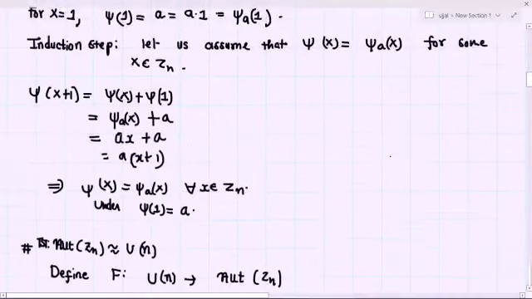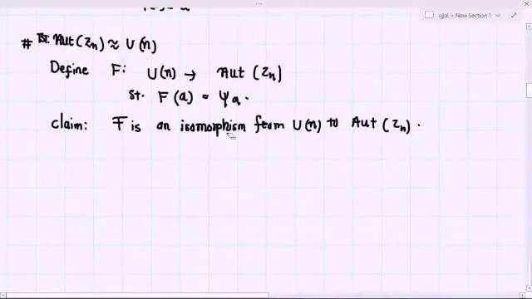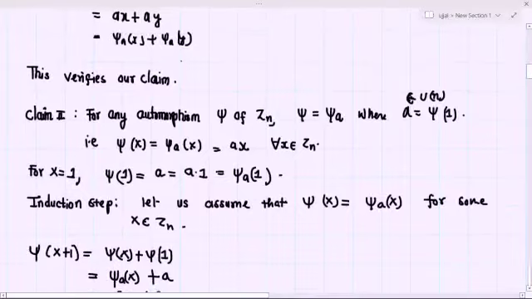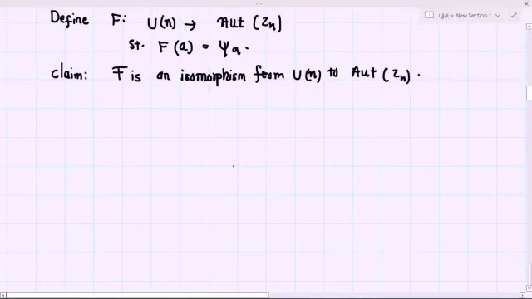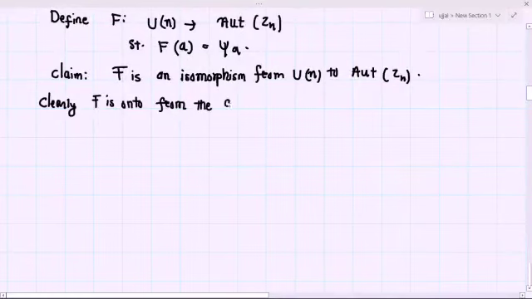So whatever automorphism psi of Zn you take, meaning whatever element from the codomain set you take, you will find the element in the domain set. You will find the value of A in the domain set, that is in Un, such that f of A is equal to psi A. That is what we have verified in our claim 2. Because any automorphism psi of Zn is of the form psi A, where A is in Un. This will verify that f is onto. No need to verify separately that f is onto. So clearly f is onto from the verification of claim 2, from the above verified claim.